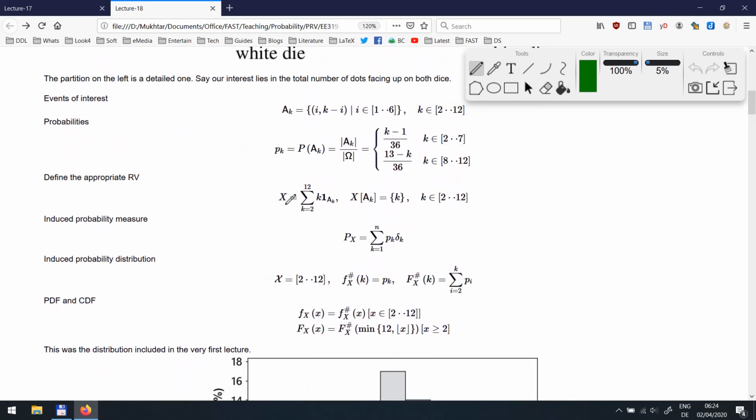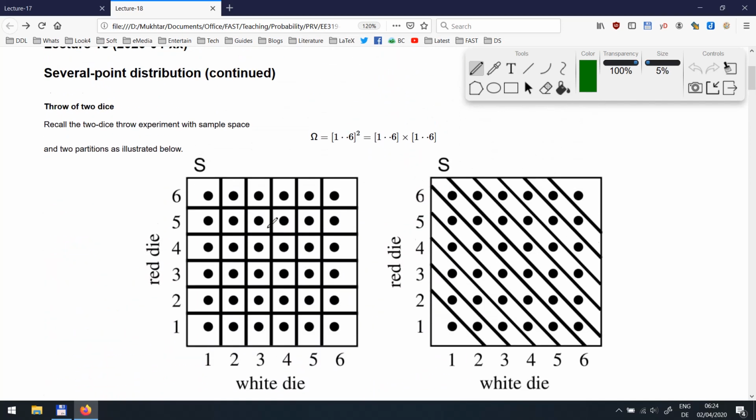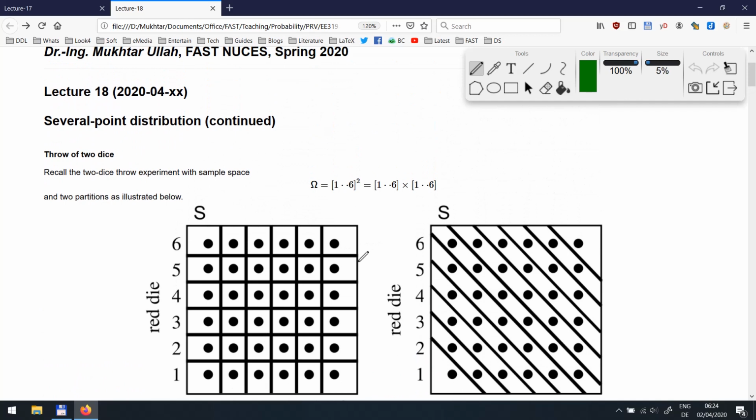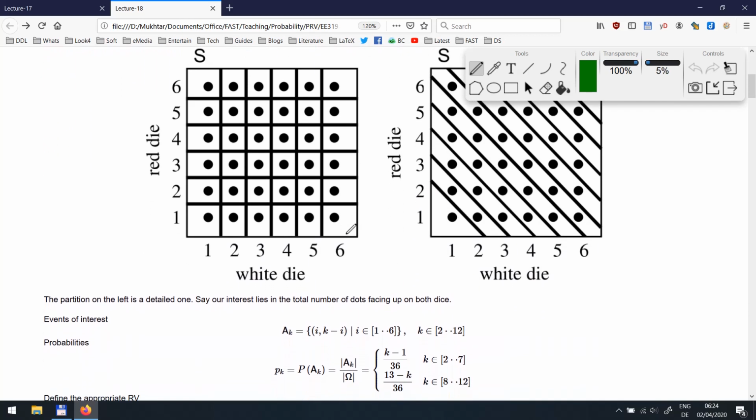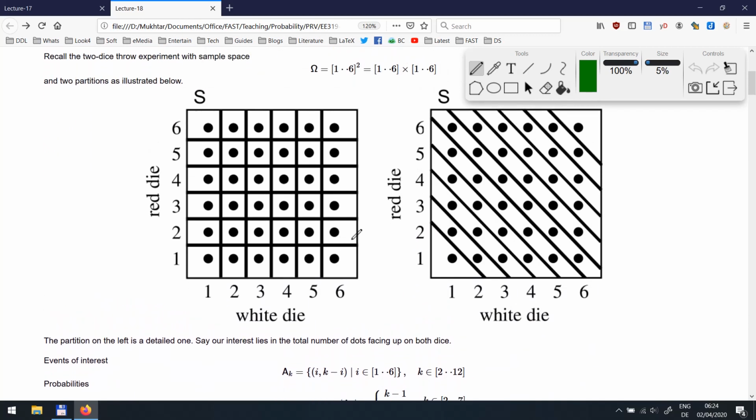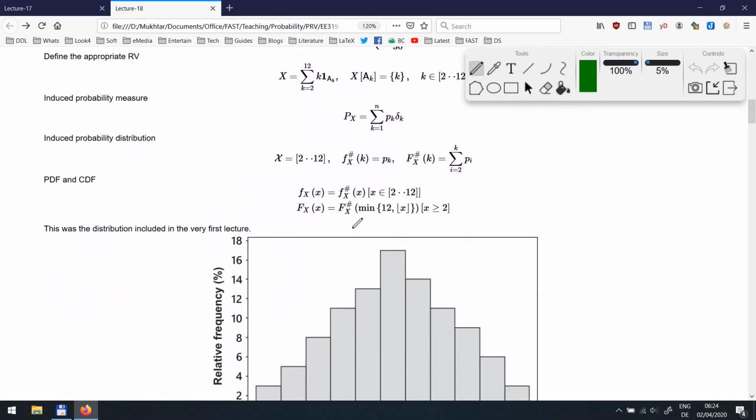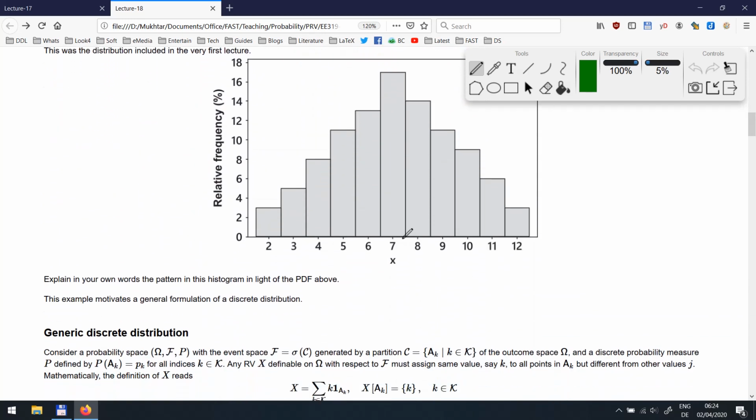This one, the two dice, throw of two dice, and we see that the distribution has a peak here, and it is symmetrical, so we would expect our mean value to be very close to 7, because that is the mode, and we also expect this to be the mean.